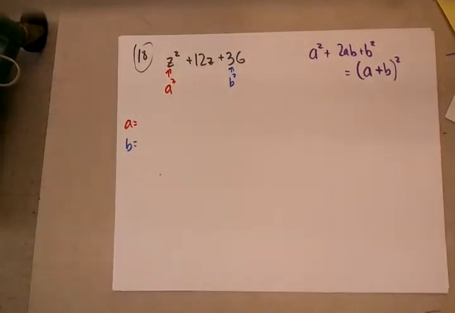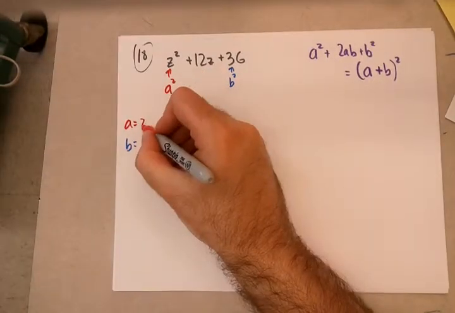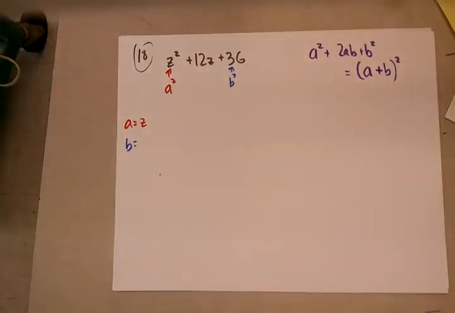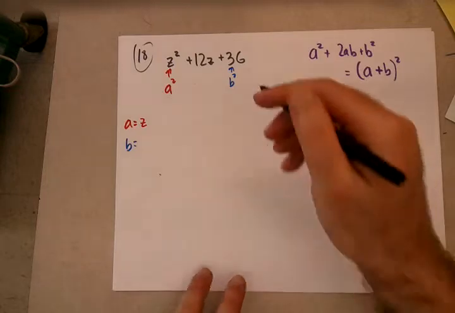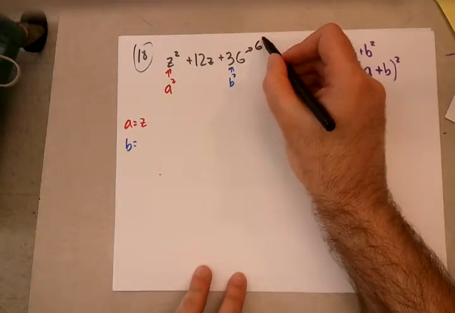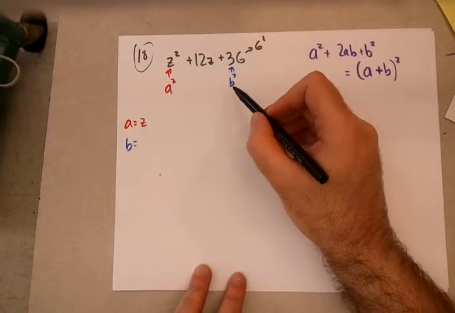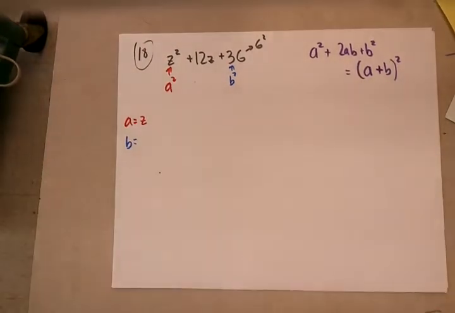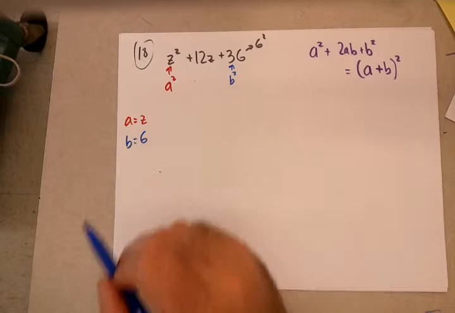So I know that the a squared corresponds to the first term and the b squared corresponds to the last term. So if the a squared corresponds to z squared, then the a should correspond to z. The 36 is a perfect square. You can write that as 6 squared. So if the b squared corresponds to 6 squared, then the b should correspond to 6.